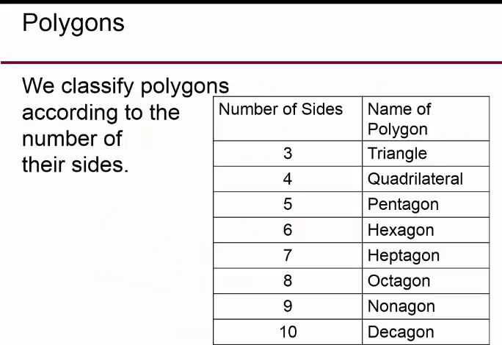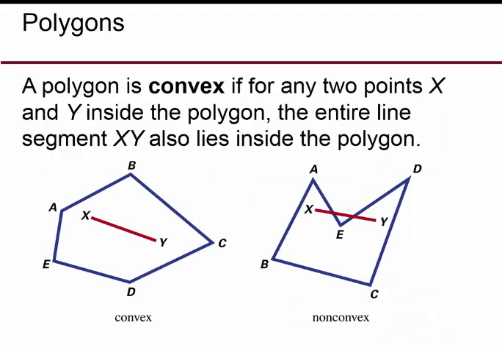So we classify polygons according to the number of their sides. And so here's a table. We'll mostly be dealing here with perhaps 3 and 4, maybe 5 sides, although there will be examples with polygons that have 7, 8, 9, or even 10 sides. A polygon is convex if for any 2 points x and y inside the polygon, the entire line segment xy also lies inside the polygon. You can see here the left hand side is convex, and the right hand side is not convex.